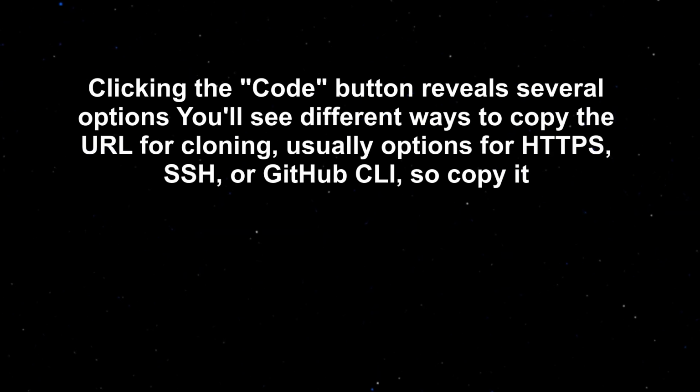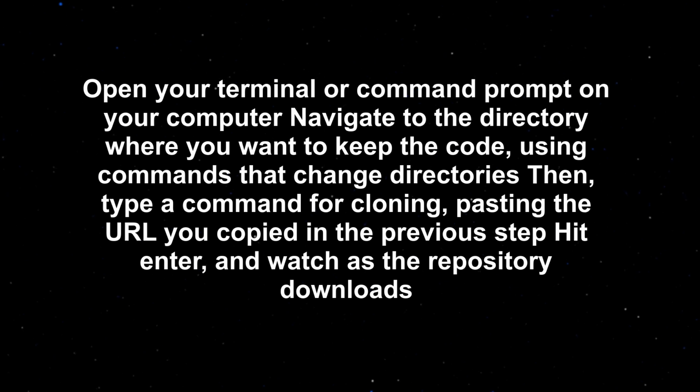You'll see different ways to copy the URL for cloning, usually options for HTTPS, SSH, or GitHub CLI, so copy it. Open your terminal or command prompt on your computer. Navigate to the directory where you want to keep the code using commands that change directories, then type a command for cloning, pasting the URL you copied in the previous step. Hit enter, and watch as the repository downloads.